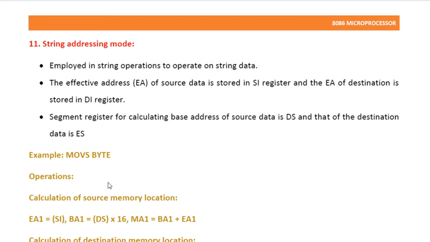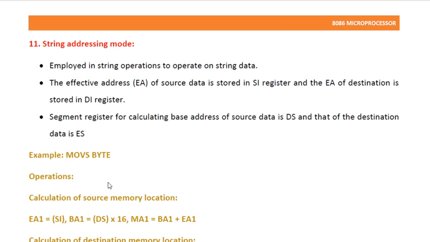The next addressing mode is called string addressing mode. String addressing mode is employed in string operations to operate on string data. The effective address of the source data is stored in the SI register, and the effective address of the destination is stored in the DI register. The segment register for calculating the base address of the source data is DS, and that of the destination is ES, the extra segment. We have learned this in previous classes as well.